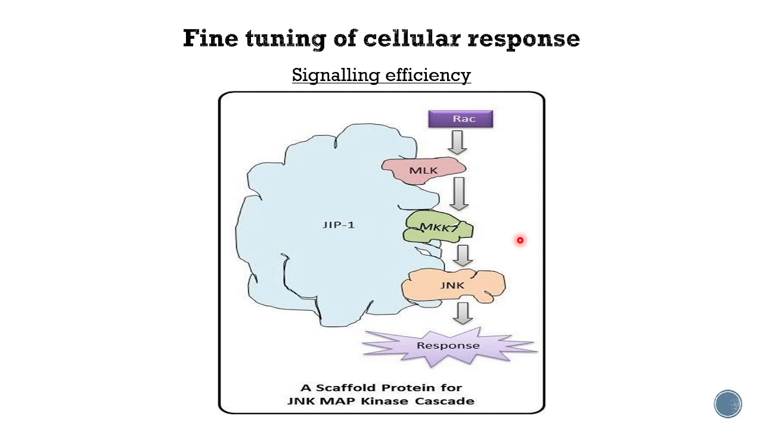But we can increase the efficiency by something called scaffold proteins, which are very large proteins that can bind to the different proteins involved in the same signal transduction pathway, right? So they can find each other more efficiently in the cytoplasm. That will increase the efficiency of signaling and therefore increase the speed and usually also the strength of signaling.